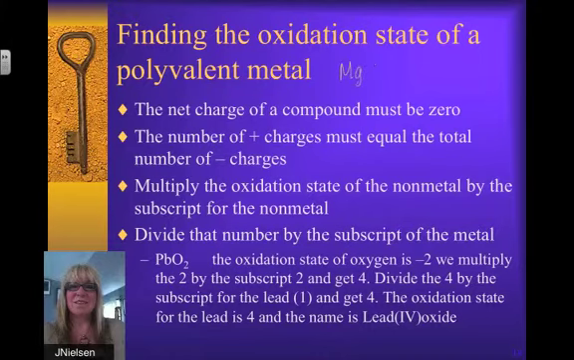For example, MgCl2. This is -1. -1 times 2 is -2. So Mg had to be +2, which we know it is because it only has one oxidation state. If I'm doing NO3 -1, oxygen is -2, that gives me a net -6. But here the charge doesn't equal 0 like it did here, it has to equal -1, which means that nitrogen had to be +5.